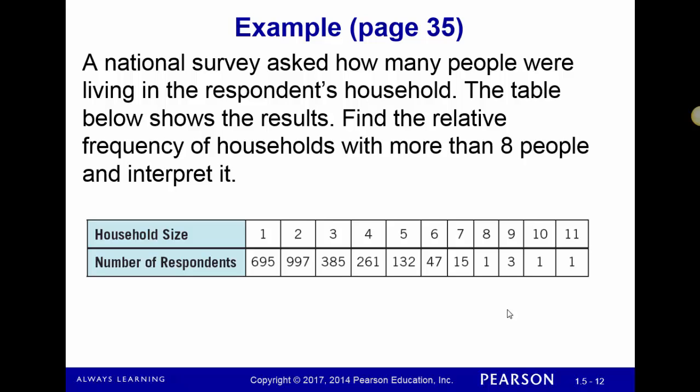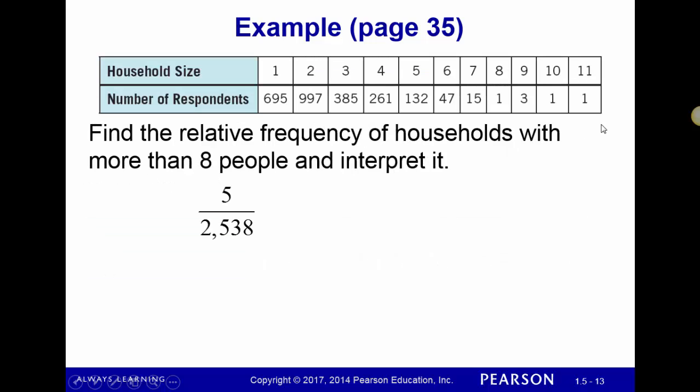Here's an example. A national survey asked how many people were living in the respondent's household. The table below shows the results. Find the relative frequency of households with more than 8 people and interpret it. So the first thing we need to do is interpret what they mean by more than 8. So the household sizes range from 1 to 11. More than 8 would mean more than 8 people, so it would be the 9, the 10, and 11. And we see there's 5 respondents that said there were more than 8 people in their household. In order to find the relative frequency, what else do we need to do? We need to add up all the respondents that answered this particular survey. They didn't give me that number, so I would have to add those numbers up. And when I added all those numbers up, I got 2538.